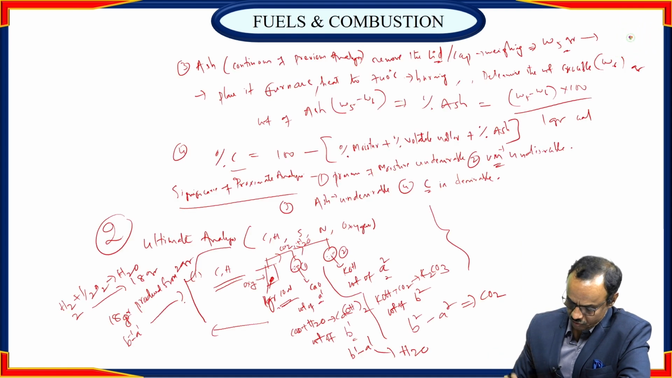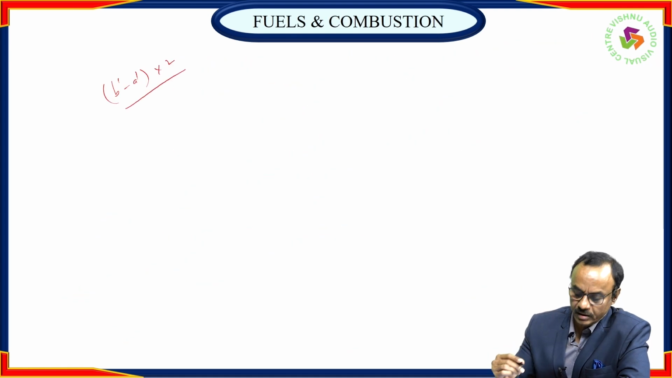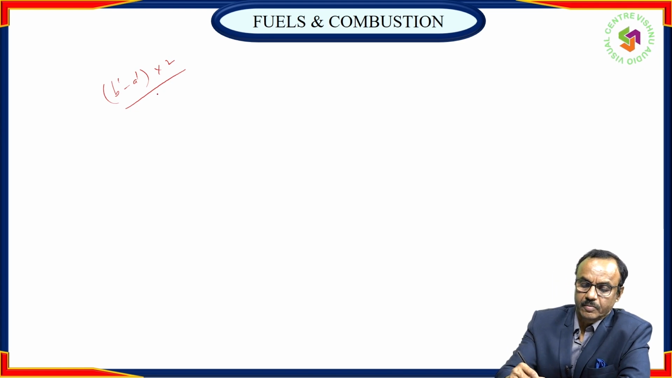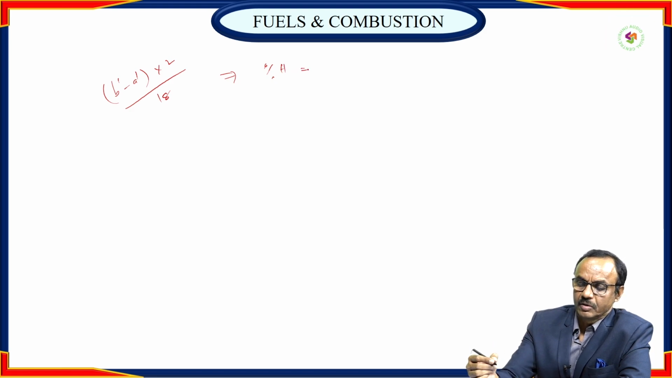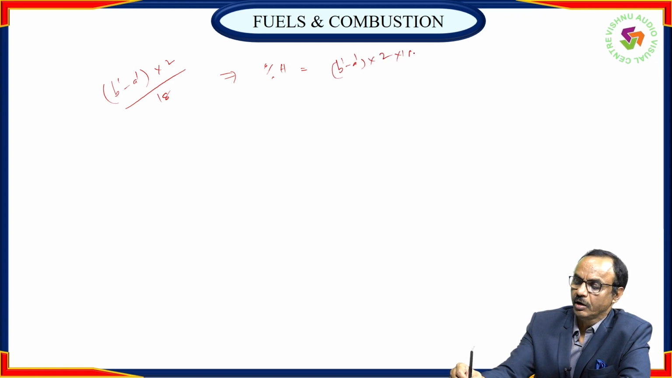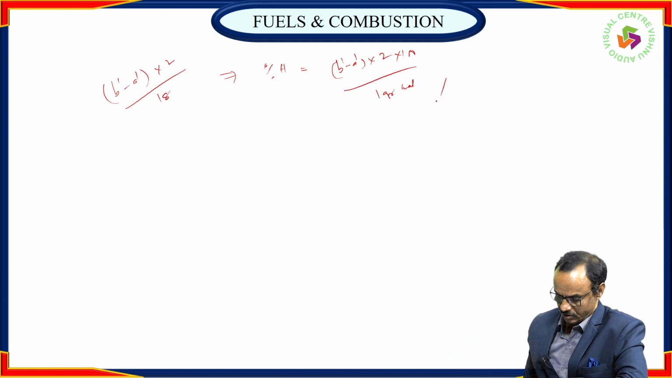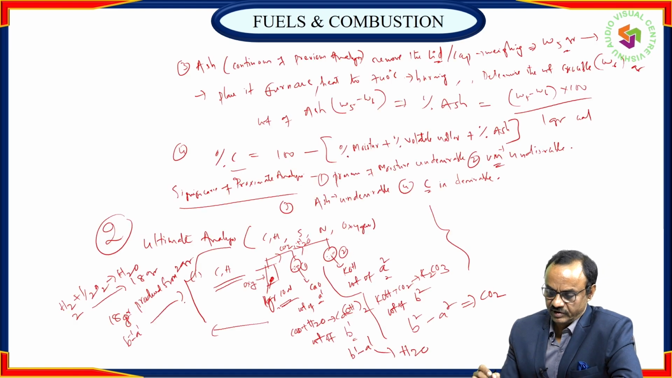Produces how much? B1 minus A1 into 2 by 18. And also calculate the percentage. Percentage of hydrogen is equal to, with initial weight 1 gram of coal, you can write directly, B1 minus A1 into 2 into 100 by the initial weight of coal taken, 1 gram, like that. This you can calculate the same way, right?